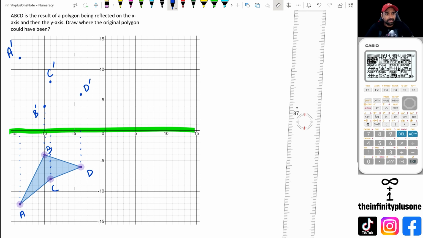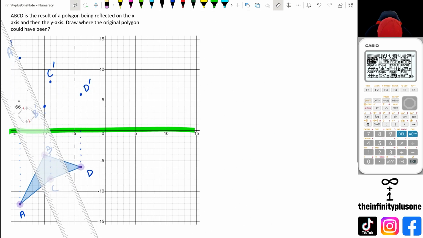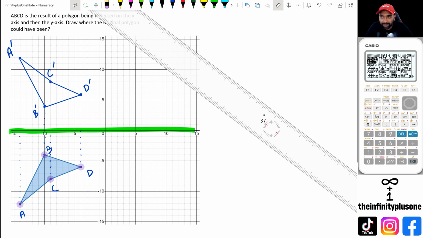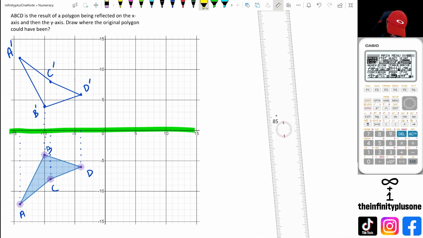Now once I have these 4 points here, I could actually create the shape. I think it'll be a lot easier to do this with a rough shape here. There we go, that's just a quick little rough shape there. And now we're going to try and reflect this on the y-axis, which is the yellow line here. So again, I'm going to do the same strategy.